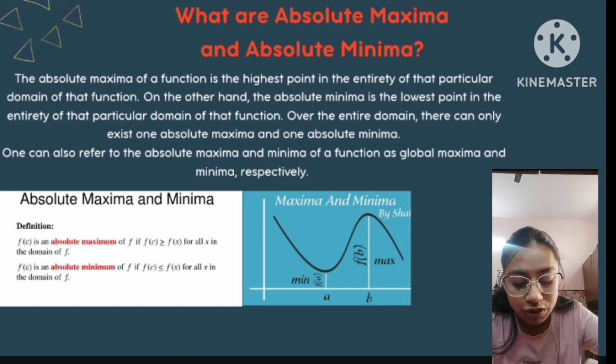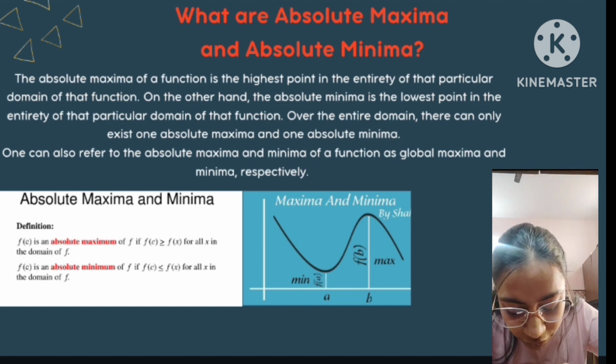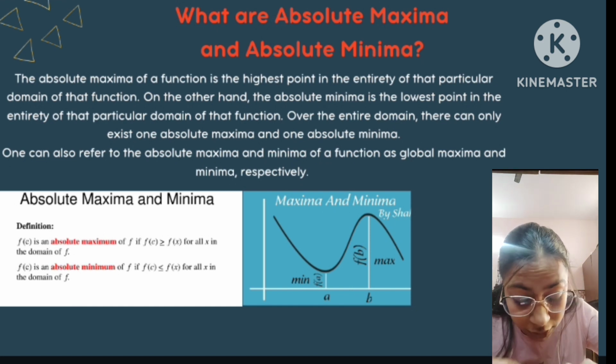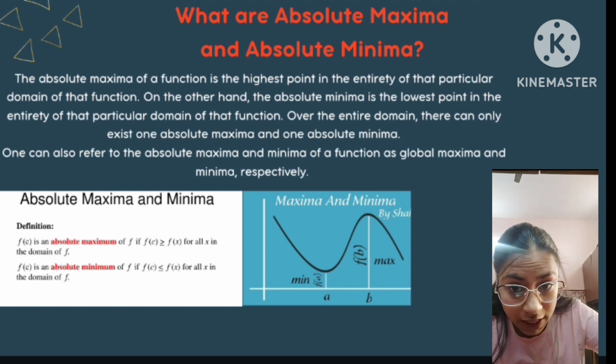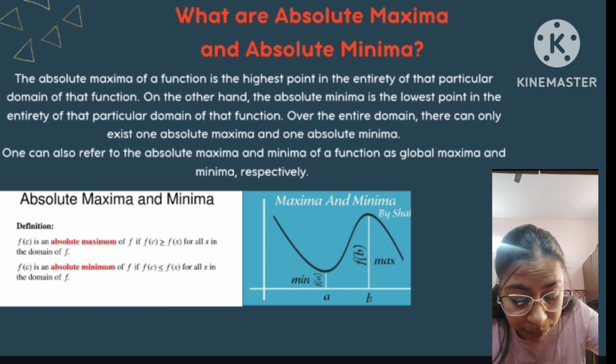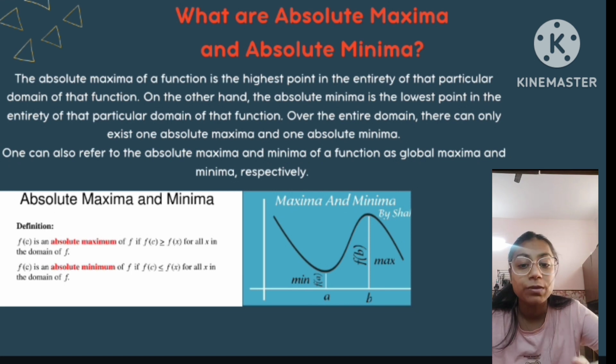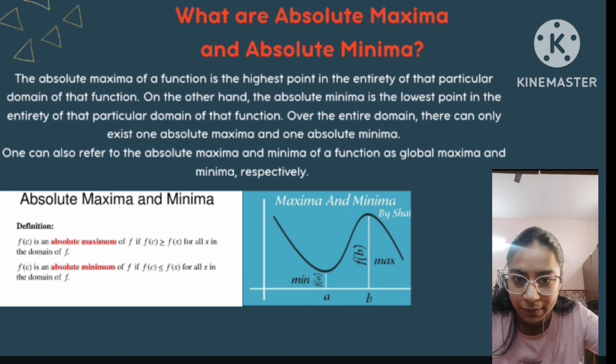And you can also see the graph. In this graph, if you take the whole domain including the endpoints, the minimum value is at a, that is f of a. It is the absolute minimum of this graph, and if you take the highest peak of the whole graph, that is b, f of b is the absolute maxima of this graph.